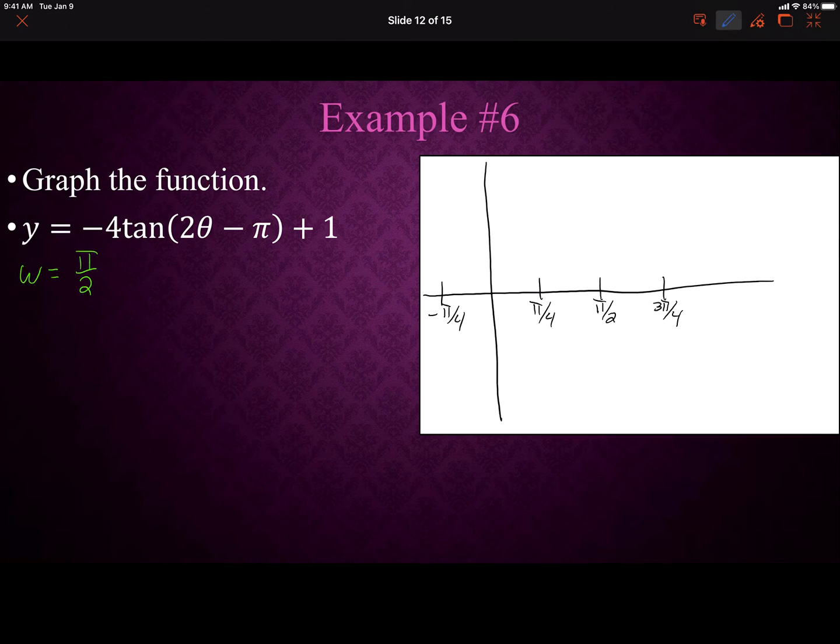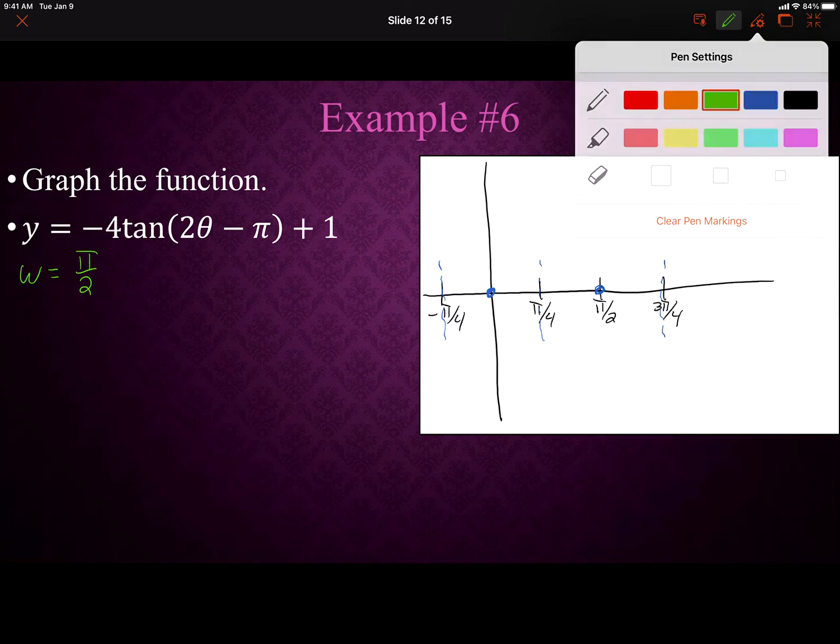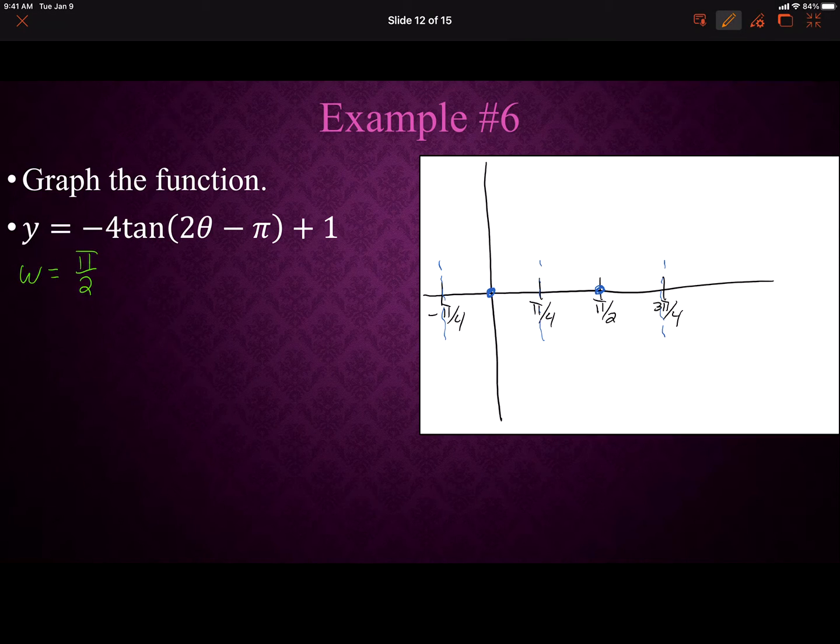Where again, originally we had vertical asymptotes at negative pi over 4, positive pi over 4, and 3 pi over 4, with points at 0 and pi over 2. So now we got to figure out the whole shifting business. So we factored 2 away from theta and from pi. Pi divided by 2 becomes pi times 1/2, which is pi over 2. So the horizontal shift is pi over 2 to the right, which is going to be 2 spaces. So we need to add on 2 more spaces to the right.